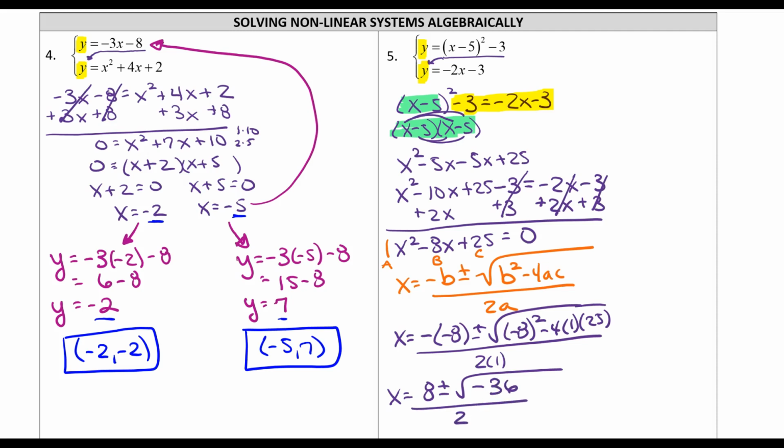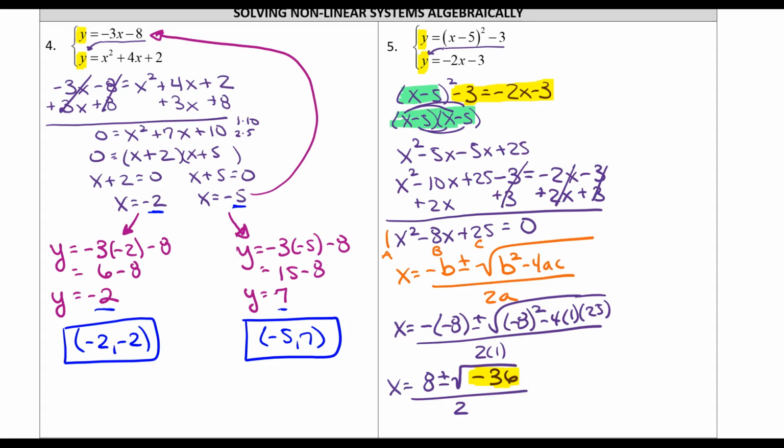Now, as soon as I see that negative 36 underneath that radical, we should have a little bit of a wait a second moment. Because if that discriminant is negative, that would mean our solution would be complex. This means we have a complex solution. In fact, we have 2 complex solutions.